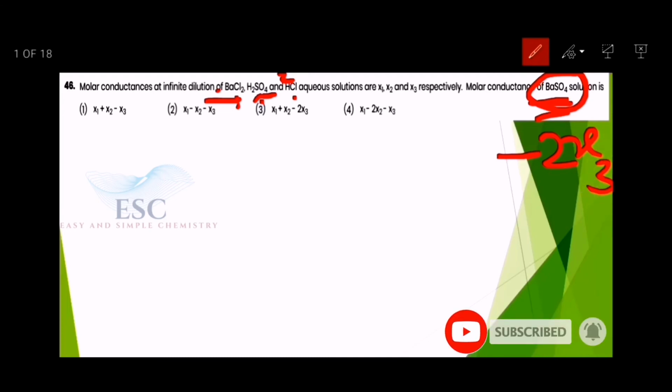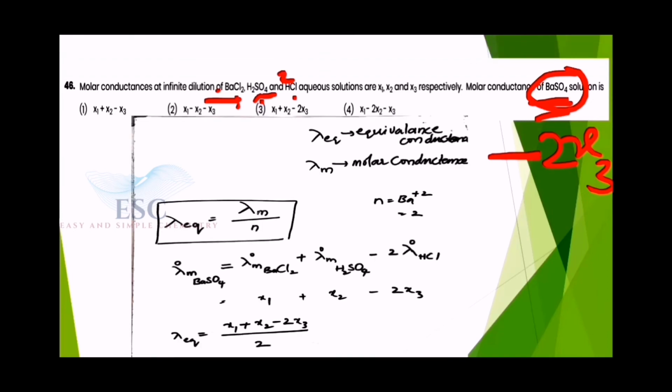The X3 becomes minus 2X3. Why are we mentioning 2 here? Because 2 HCl's are removed from the barium chloride and sulfuric acid. Remove means minus. See the solution first.